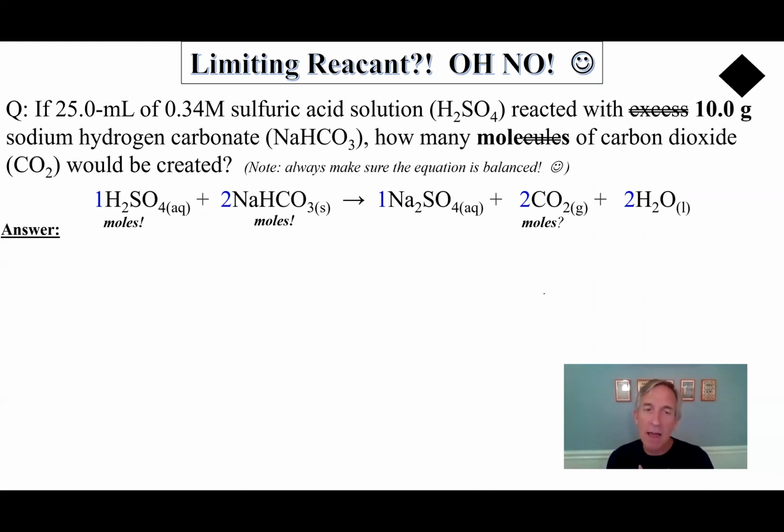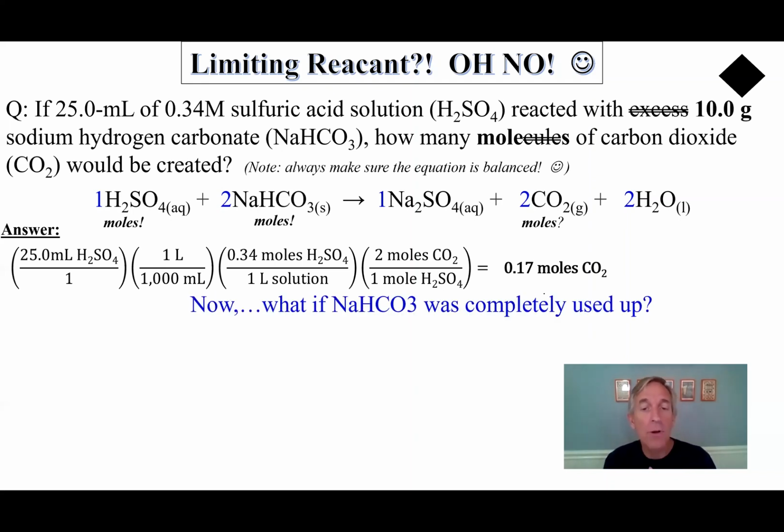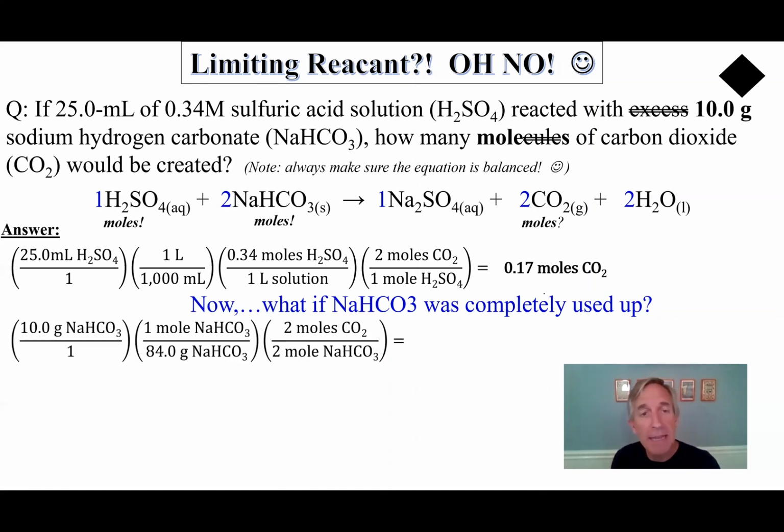Cool. I hope it didn't take too long, but we're back, and I want to show you the same process I used for making hot mugs of cocoa. I'm going to start using dimensional analysis and figure out, if I were to react all of the sulfuric acid and chew it all up, all 25 milliliters, how many moles of CO2 could I make? 0.17 moles of CO2. Now, if I were to react and chew up all the sodium hydrogen carbonate completely, all 10 grams, how many moles of CO2 could I make?